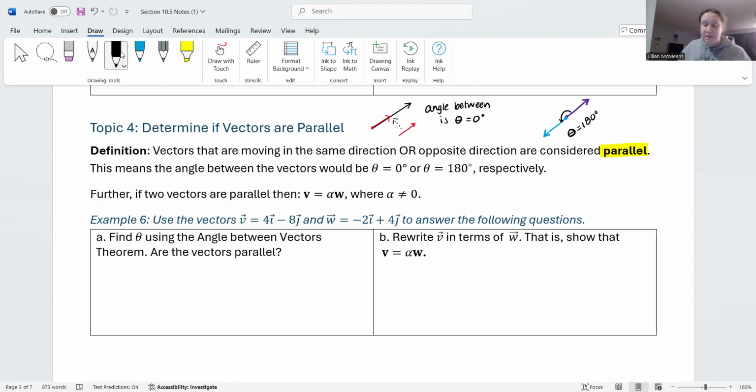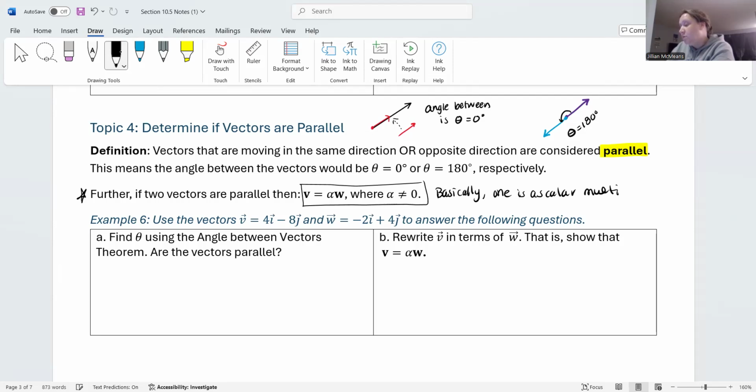We can pretty easily test to see if two vectors are indeed parallel. Now we do want to remind ourselves of a couple of other things. It says here, further, I love when we use real fancy words like henceforth, further, thus. Further, if two vectors are parallel, then one is going to be a scalar multiple of the other. That's what this is saying right here. Basically, one is a scalar multiple of the other. And we can see that if you look at the red and black vectors that I drew initially.